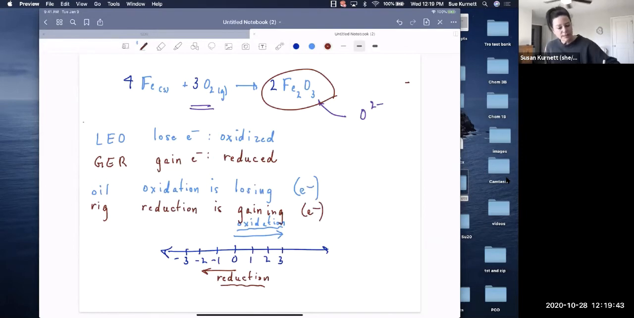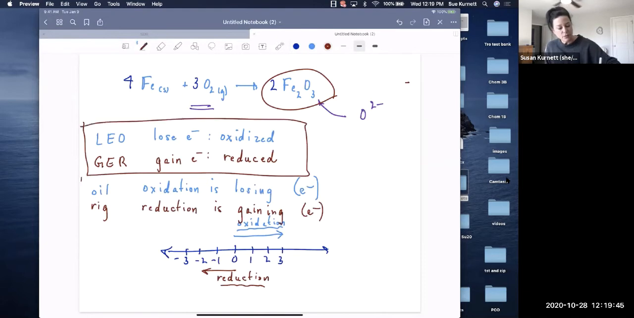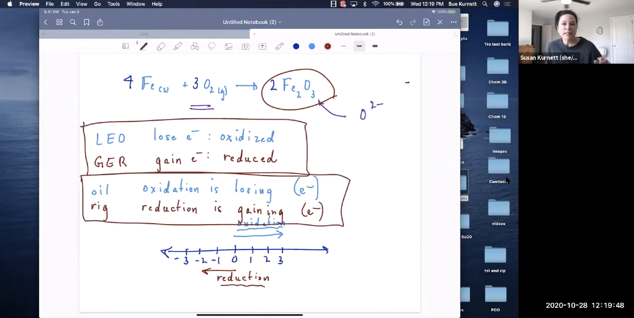So whether you memorize Leo goes grr or oil rig, you need to put one of those mnemonic devices in your head, and then we'll look at reactions, and we'll consider the oxidation state of the reactant and then the oxidation state of the product, and decide if something has gained or lost electrons. And then we're going to put some labels on that. Questions?